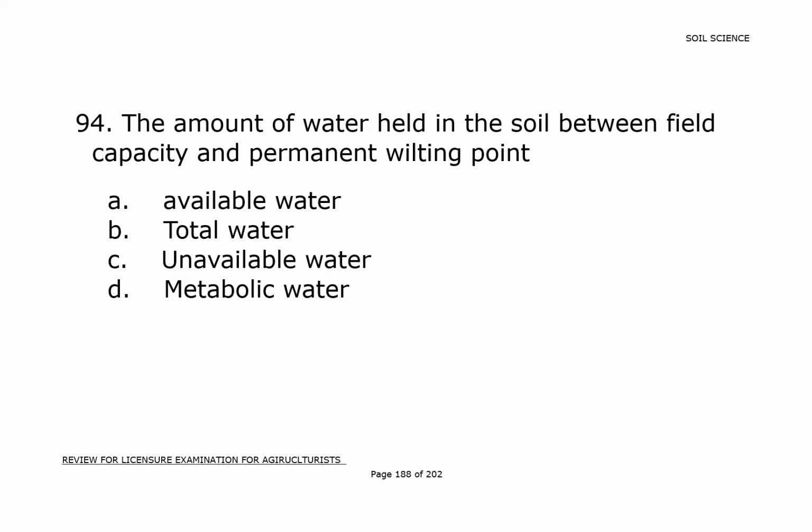Number 94. The amount of water held in the soil between field capacity and permanent wilting point. A. Available water. B. Total water. C. Unavailable water. Or D. Metabolic water. The answer is available water.